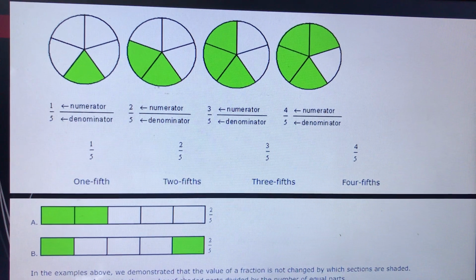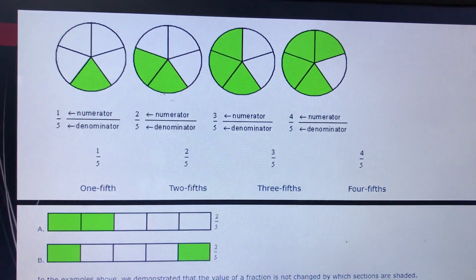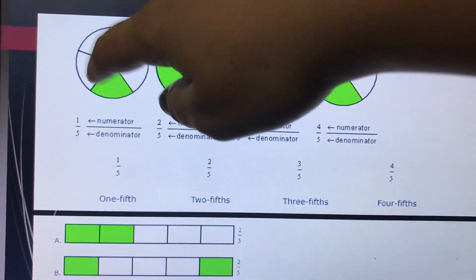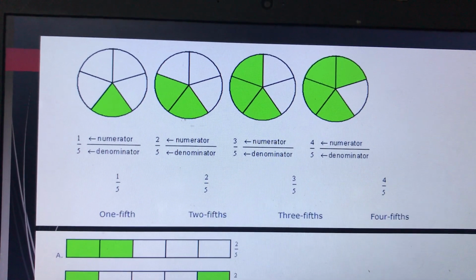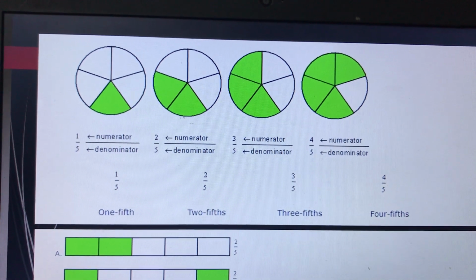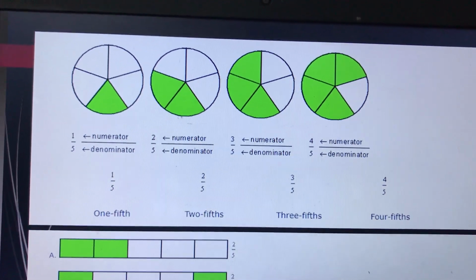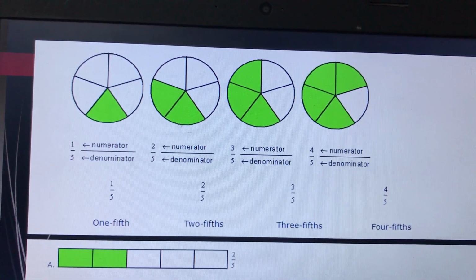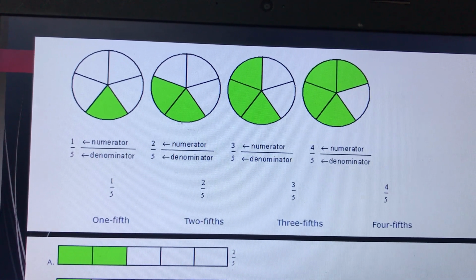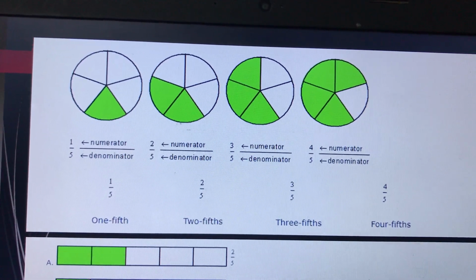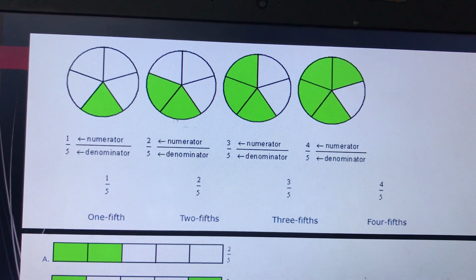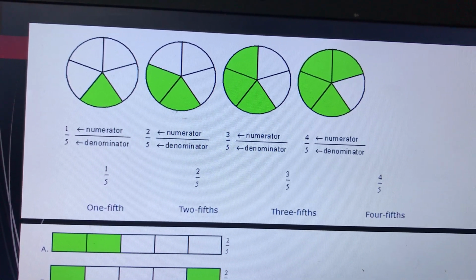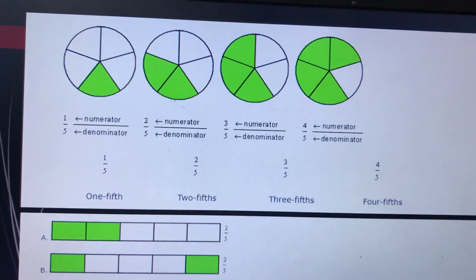Next, I am taking further examples of fractions here. In the first figure of this circle, only one part is shaded and in total we have 5 parts, so the fraction will be 1/5. For the second, again 5 parts and 2 parts are shaded, so the fraction will be 2/5, in which the numerator is 2 and the denominator is 5. Similarly, 3/5 and 4/5. 4/5 means 4 parts are shaded out of 5.